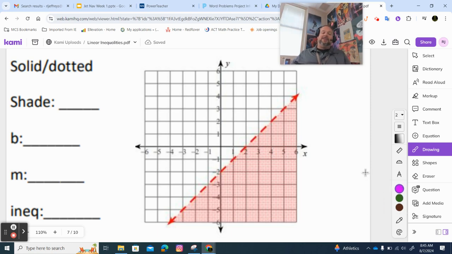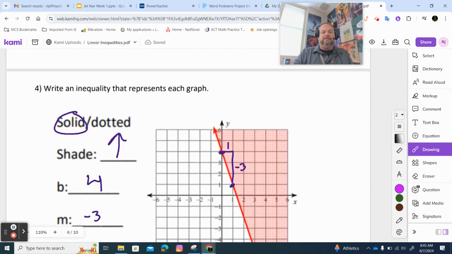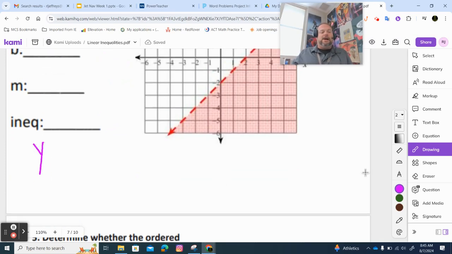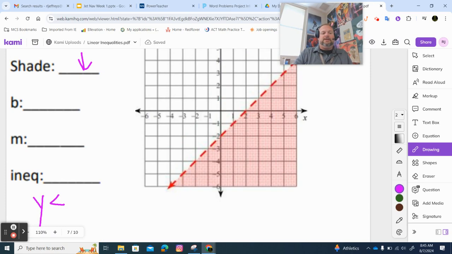All right. Solid or dotted? Dotted. Okay. That should be obvious. All right. Shade up or down? Down. Wait, yeah, that was shade up. So this is shade down. So this is going to be Y is less than. Okay. My B, it touches the y-axis at -2.